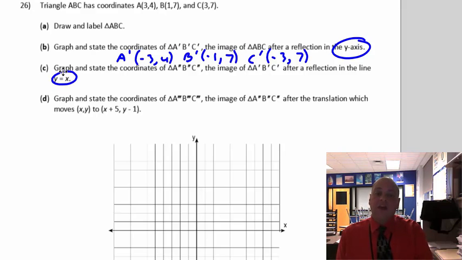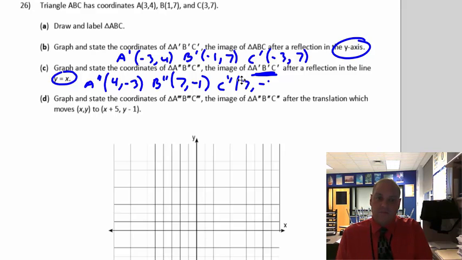For the y equals x reflection, we take what we have for A prime, B prime, C prime, and we switch them. Because for a reflection over y equals x, you just switch the x and the y. So I'm taking these and switching them. A prime prime is going to be 4, -3. B prime prime is going to be 7, -1. And C prime prime is going to be 7, -3.